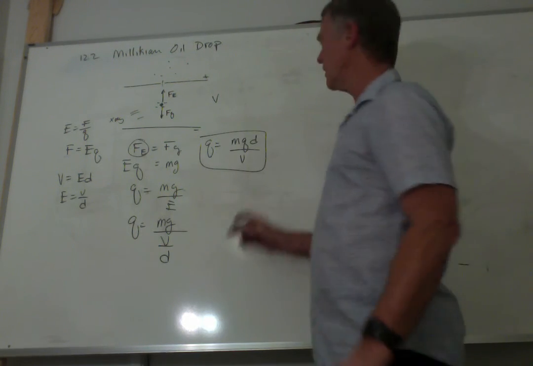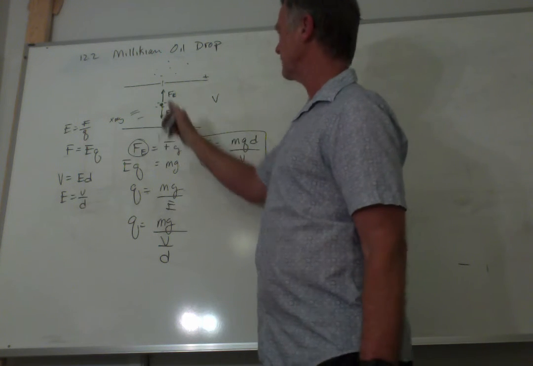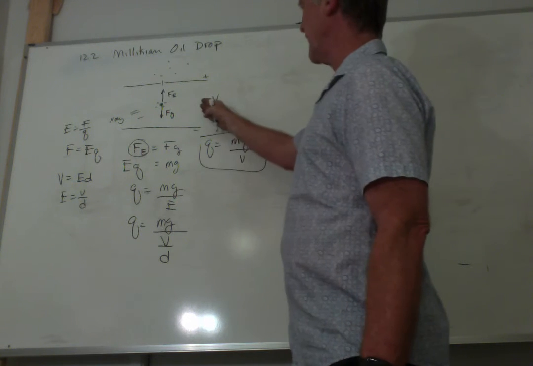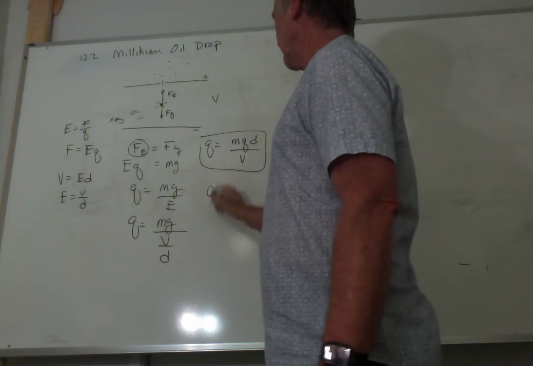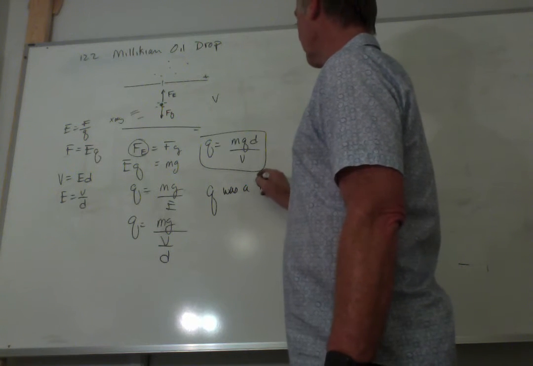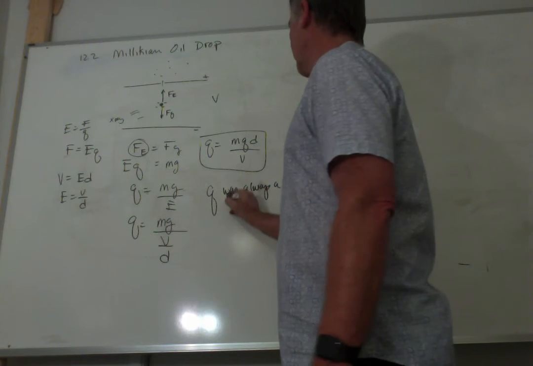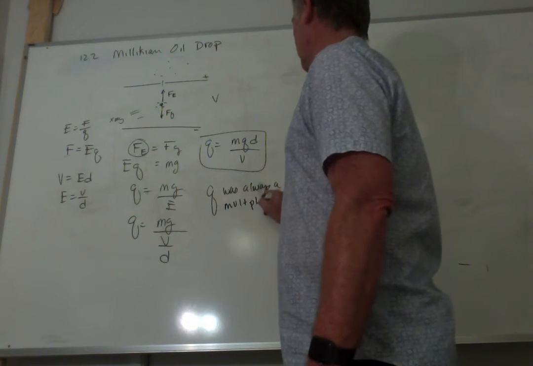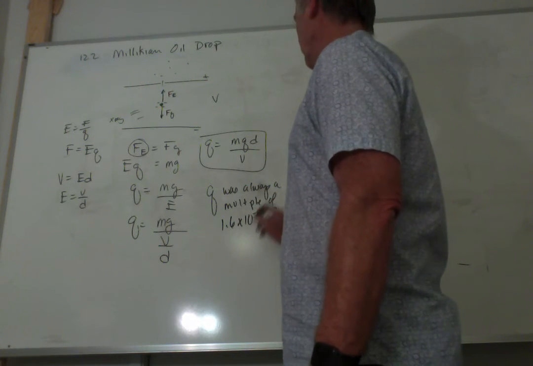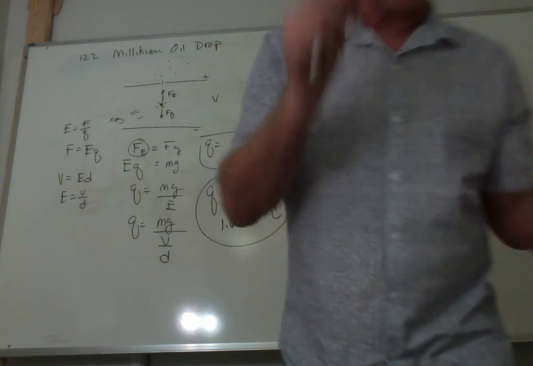And what he found was that when he's putting the X-rays on here, he's putting different numbers of charge. But he found out that these were all multiples. So he might have one that has a different charge than another one, but Q was always a multiple of 1.6 times 10 to the negative 19 coulombs. And as a result, that becomes the charge on one electron.